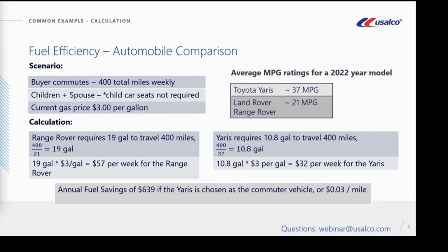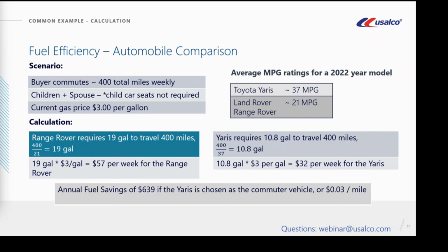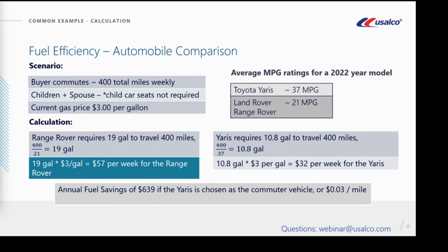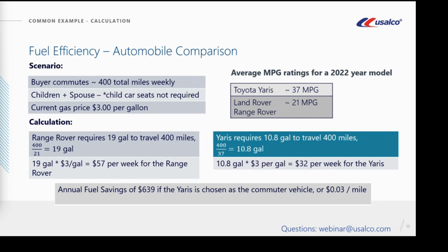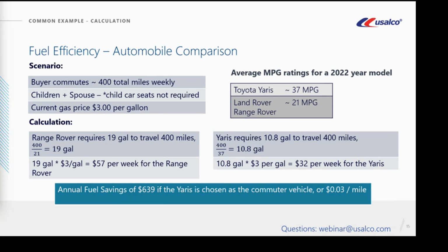Now let's consider a Toyota Yaris and a Range Rover as the two possibilities and two very different vehicles, especially for commuting. The Toyota Yaris travels 37 miles to the gallon, whereas the Range Rover covers 21 miles per gallon. So the Range Rover needs around 19 gallons of gas to travel 400 miles, which amounts to $57 per week for the Range Rover, while the Yaris requires about 10.8 gallons to travel 400 miles, which amounts to about $32 a week for the Yaris. And this translates into a savings of approximately $639 when commuting with the Yaris annually, which is a 43% fuel cost reduction compared to the Range Rover, or 3 cents a mile.